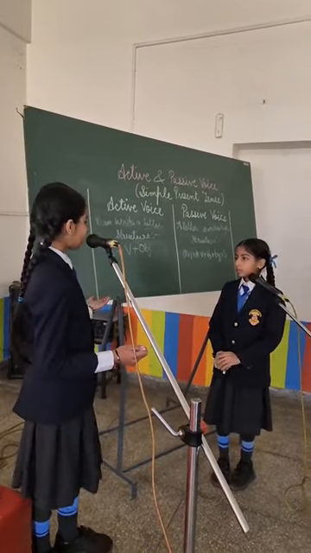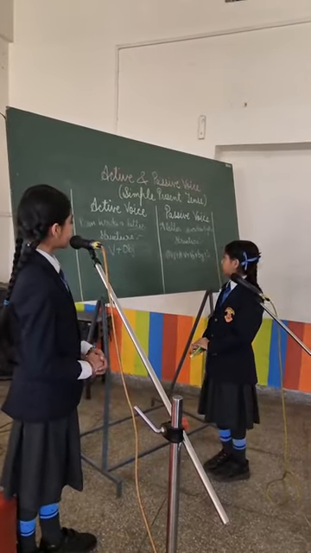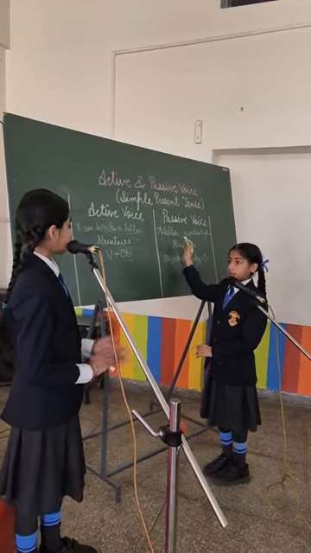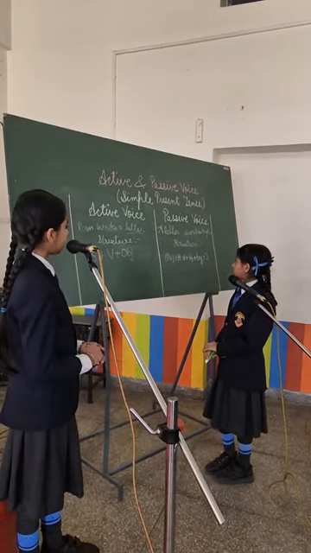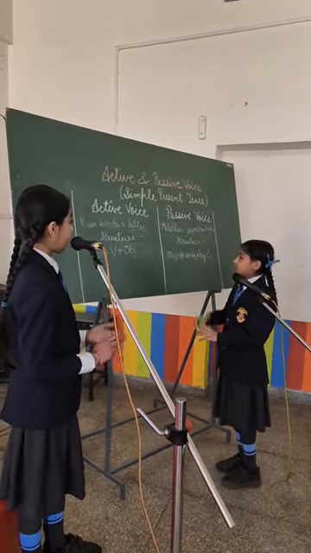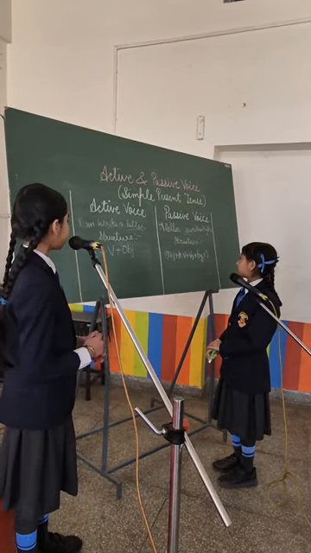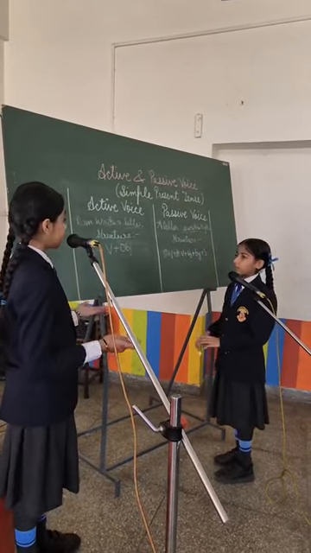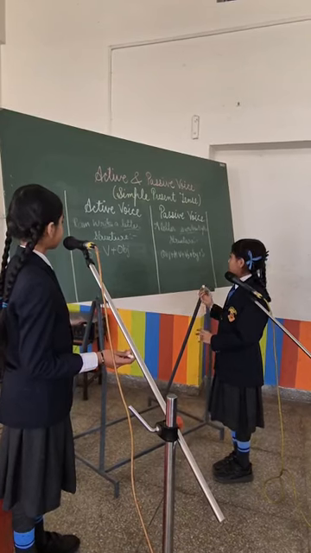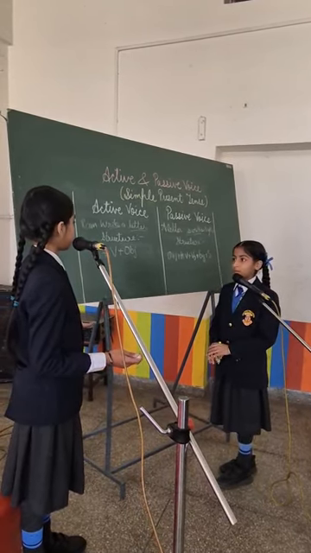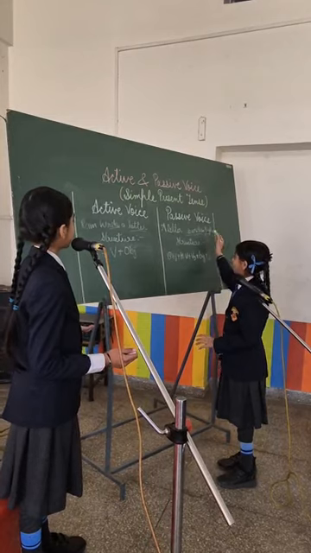So, Dilmeet, can you tell me what's the object in this sentence? A letter. Yes. And what about the helping verb? Is. And what's the third form of verb? Written. With the help of? By.